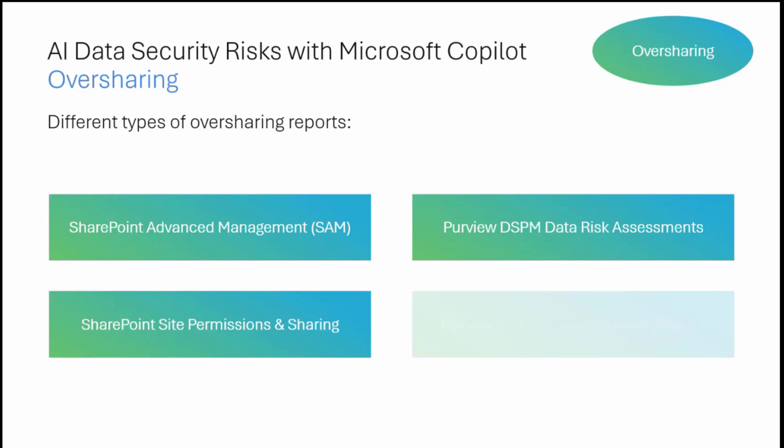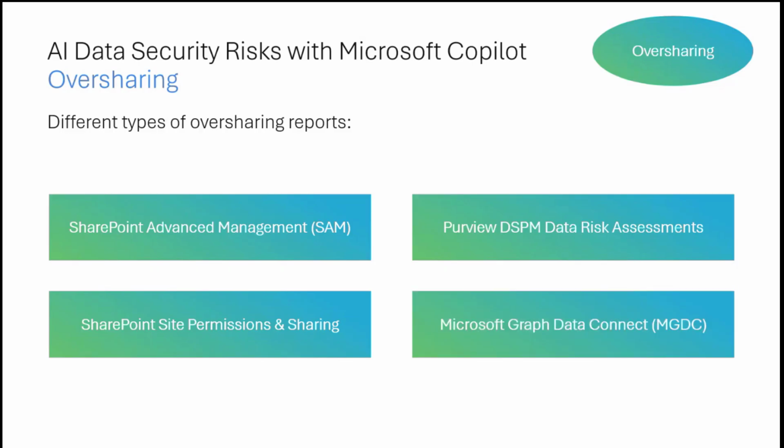The next two I'll mention, but we won't have them in the demo. The SharePoint site permissions and sharing report is on a site level, and it surfaces file level insights. However, you need to download this manually for sites, and there's a limitation that the site needs to be shared with external users in order to have this report downloadable. So just something to note.